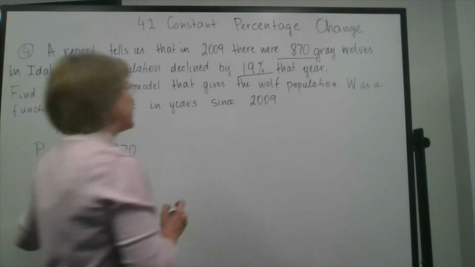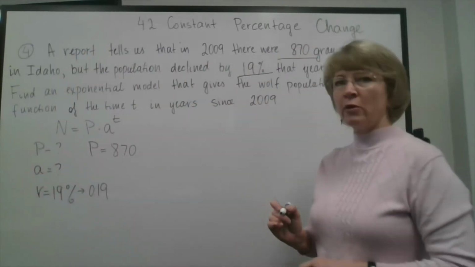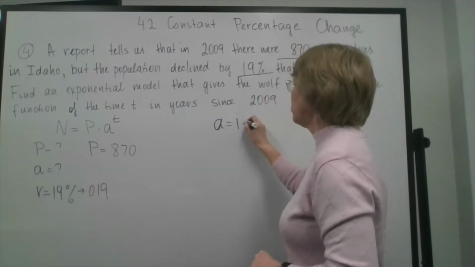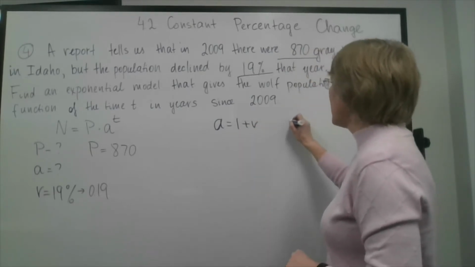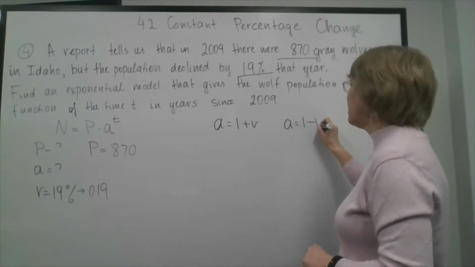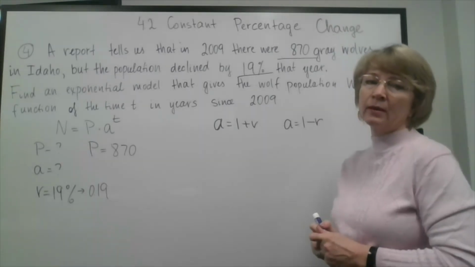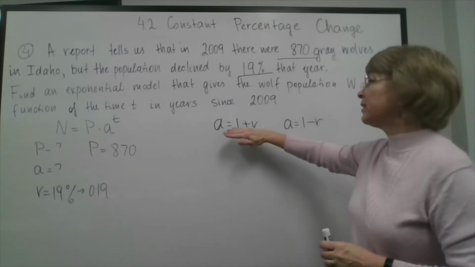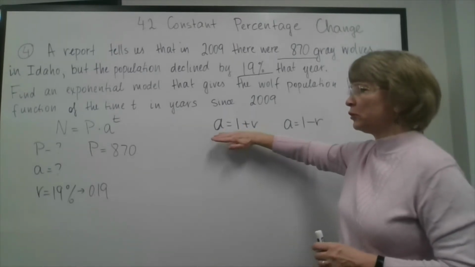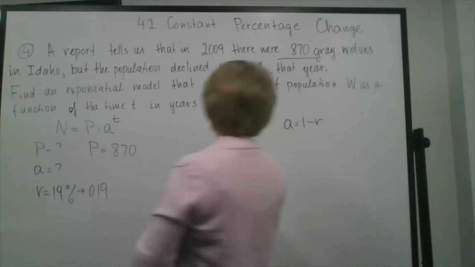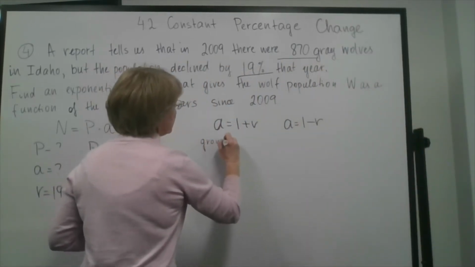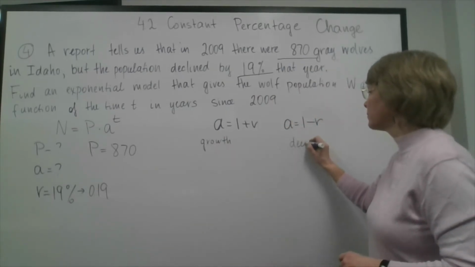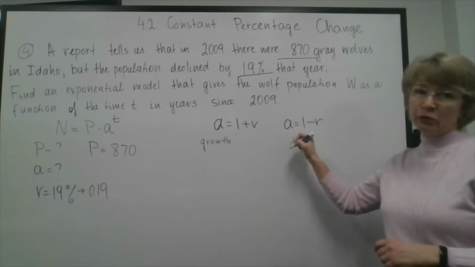The next thing we have to figure out, what formula will we use? We have two choices. A is equal to 1 plus R, or A is equal to 1 minus R. How do we know which formula we will use? If we have a growth factor, we use this formula. Let's write it down. And if we have a decay factor, we will use this formula.